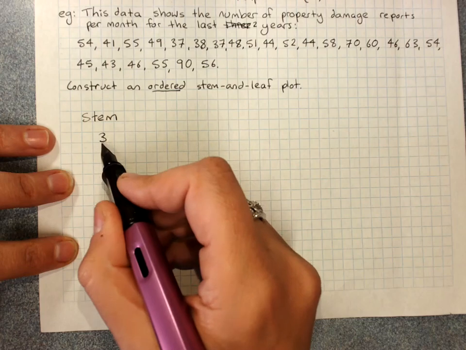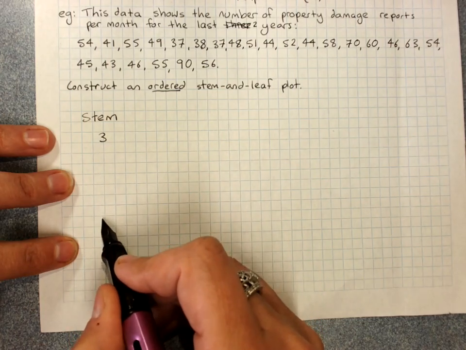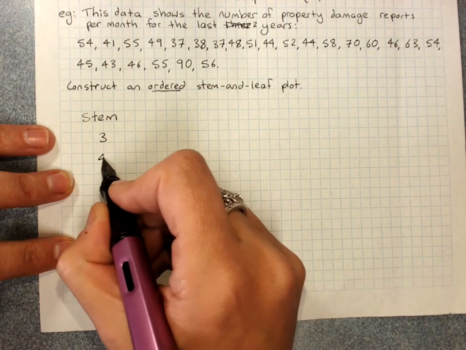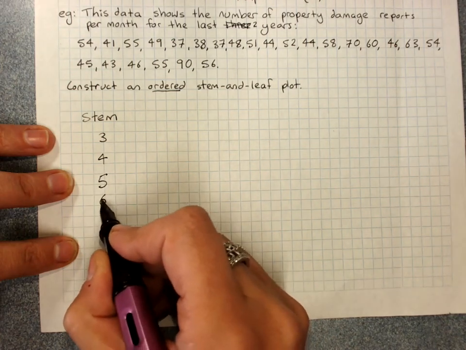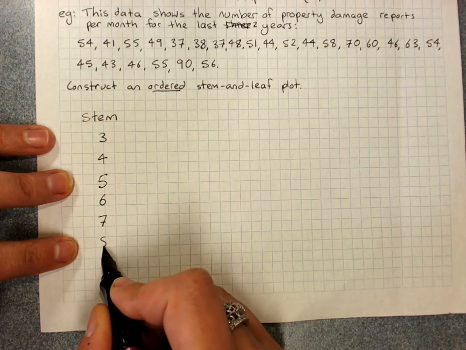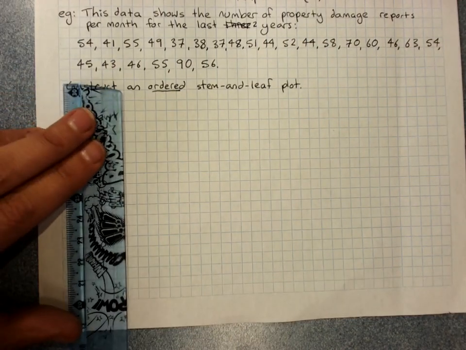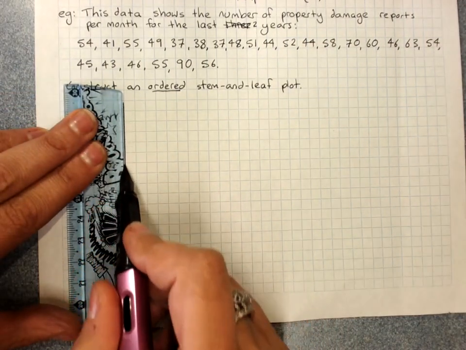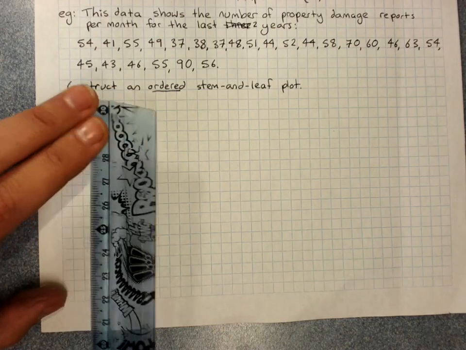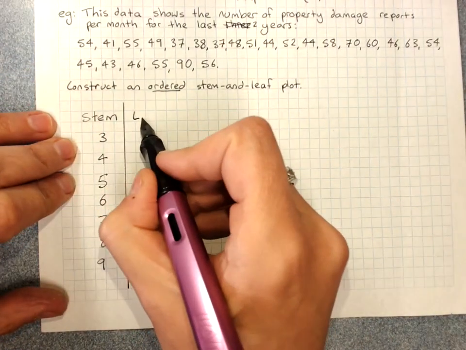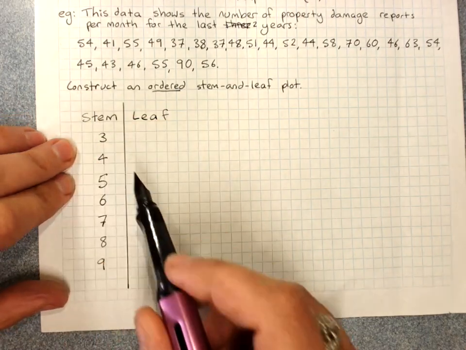90s. Do I have space? 3, 4, 5, 6, 7, 8, 9. Yes, I do. So we do the stem, and we put a line, and then the leaf is the units of each number.